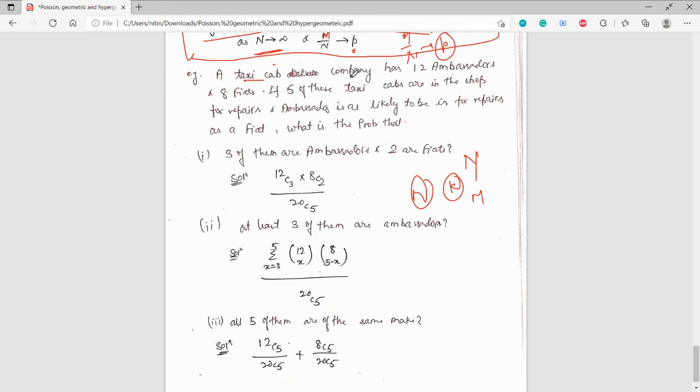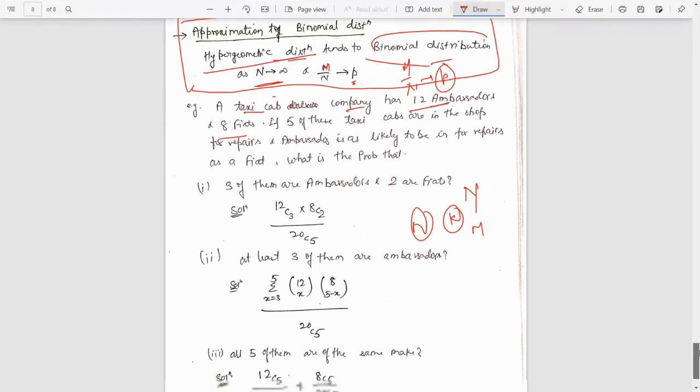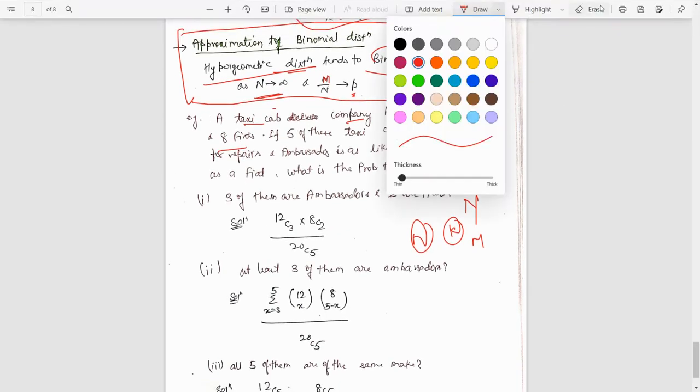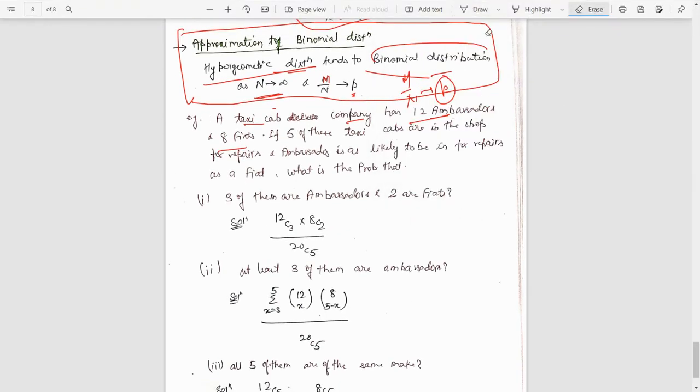A taxi cab company has 12 ambassadors and 8 Fiats. You know, the ambassadors and Fiats are the cars. So let's say a taxi company has 12 Ambassadors and 8 Fiats, so he has a total of 20 cars. Okay, if five of these taxi cabs are in the shop for repair, then among the 12 Ambassadors and 8 Fiats, any five cars are in the repair mode. Okay, so maybe two Fiats or three Ambassadors or anything like that. So the total is 20 cars.